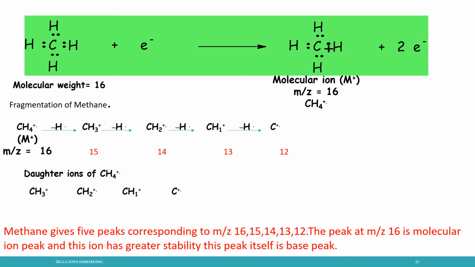So on taking the mass spectrum of methane, it gives 5 peaks corresponding to m by z 16, 15, 14, 13, 12. The peak at m by z 16 is the molecular ion, and this ion has greater stability. This peak itself is the base peak.